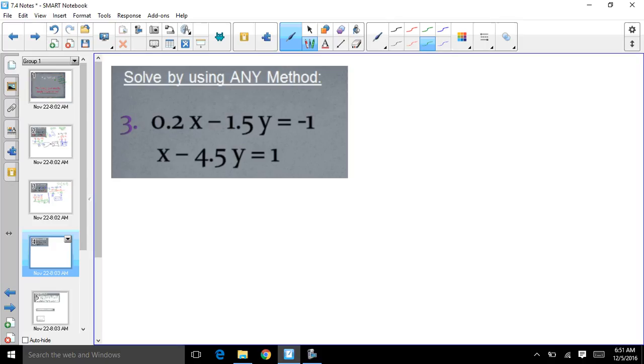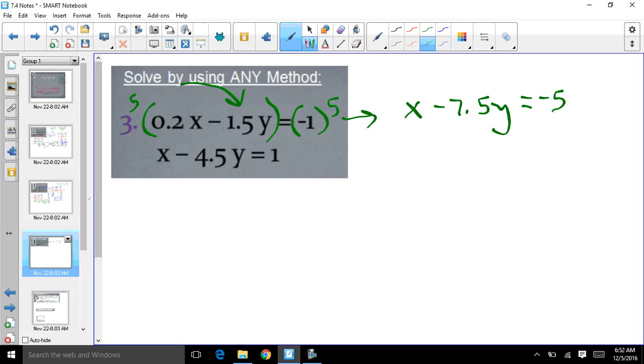I'm going to go ahead and multiply this top equation times 5. All right. So if I do that, I'll end up with x. So 5 times 0.2 is going to give me 1. And then 5 times a negative 1.5 gives me a negative 7.5y, and then a negative 5. Down below that, I still have an x minus 4.5y equals 1.